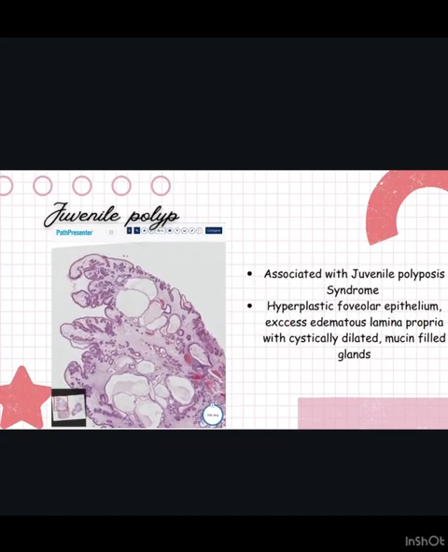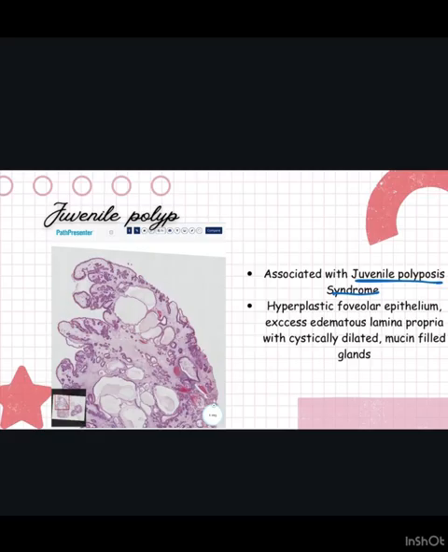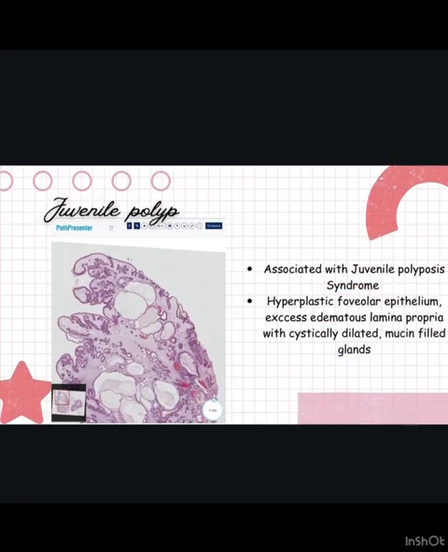After understanding about the Peutz-Jeghers polyp, we'll move on to the next polyp, which is the juvenile polyp. So, juvenile polyp is associated with the juvenile polyposis syndrome. In this, there is hyperplastic foveolar epithelium, excessive edematous lamina propria with cystically dilated mucin-filled glands. Juvenile polyps typically occur in the antrum of the stomach.